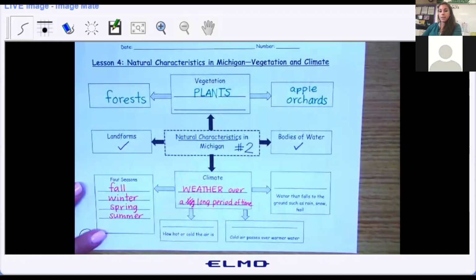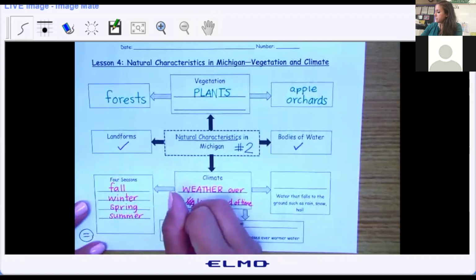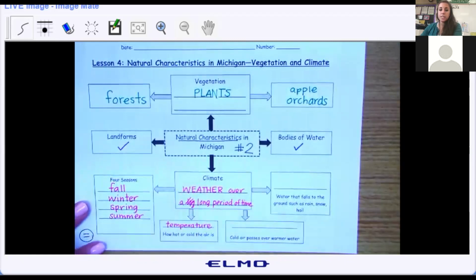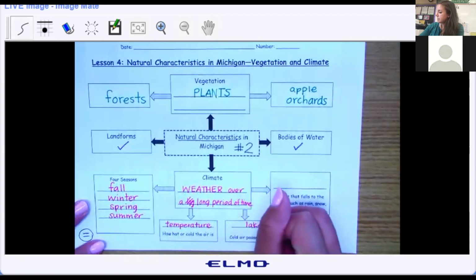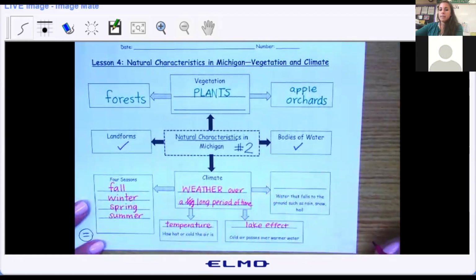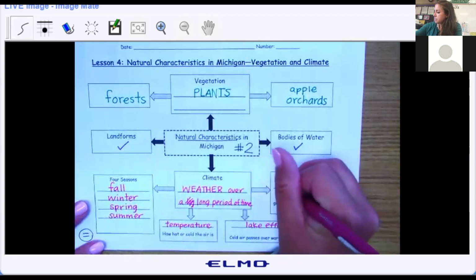Let's fill out some other vocabulary words. What word means how hot or cold the air is? Do you remember? That is temperature. How hot or cold the air is. The cold air that passes over warmer water is called the lake effect. And finally, the water that falls to the ground, such as rain, snow, hail, is precipitation.